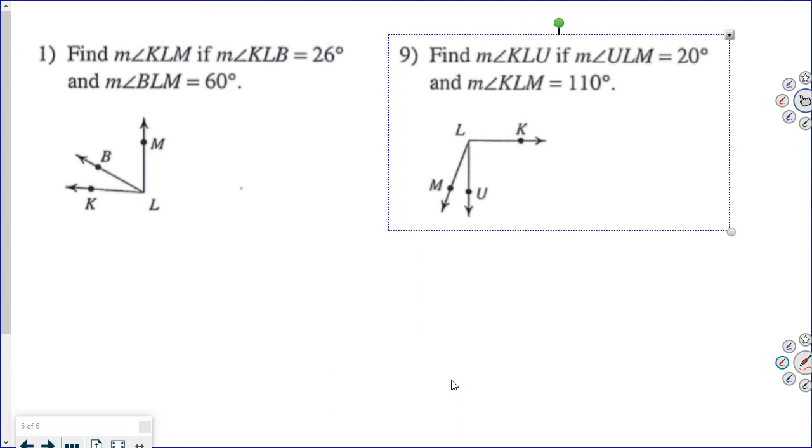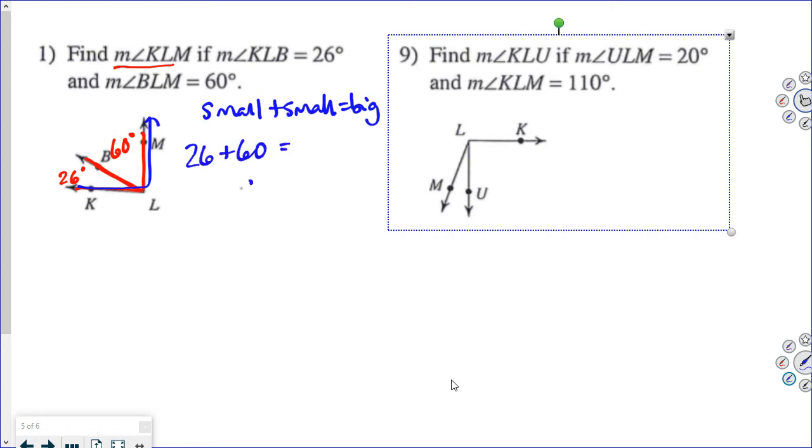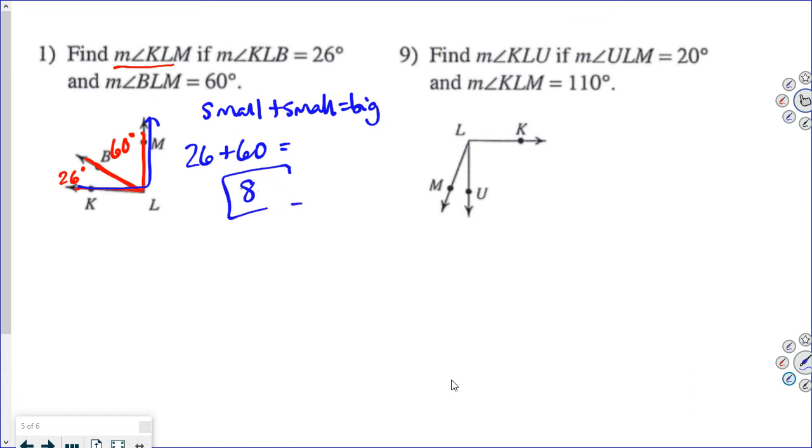When we look at measure of angle KLM, that is what it's asking us for. If we know KLB, this small angle, is 26 degrees, and we know that BLM is 60 degrees, the part that we're trying to find is the big angle. So again, we're going to use that idea that small plus small equals big, and we're going to use that concept through all of this. So we have 26 plus 60 equals our big one, which is 86 degrees.